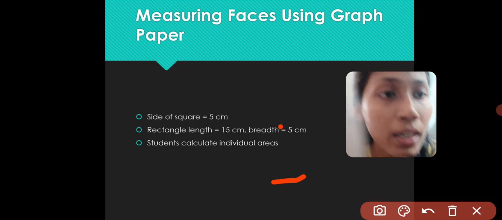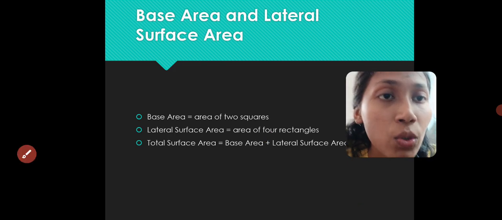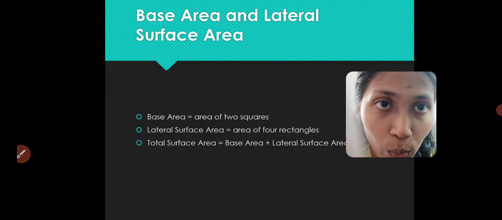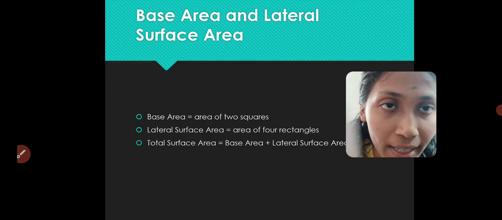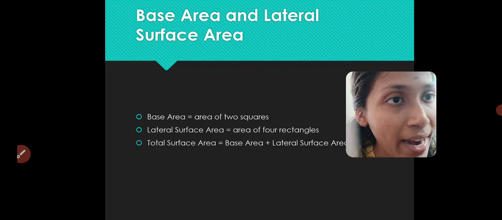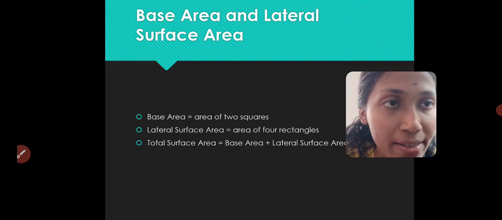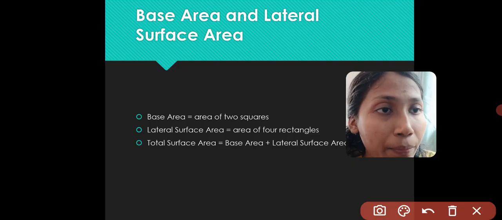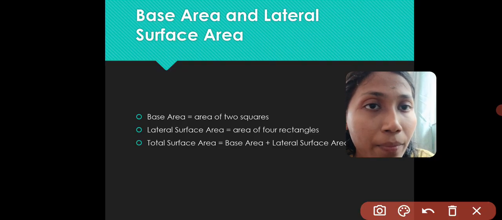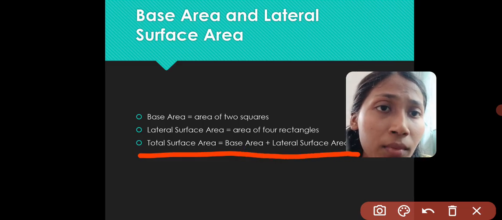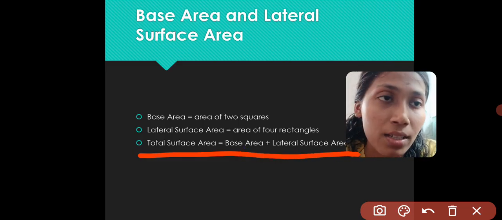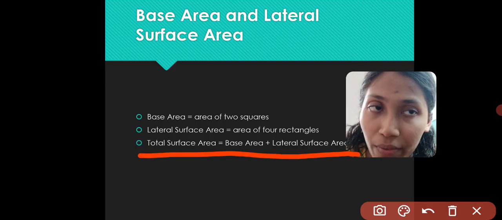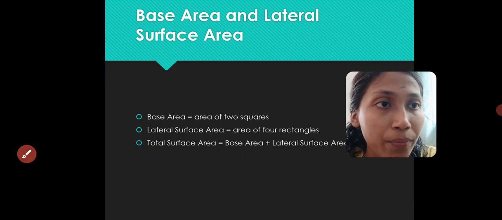So what we found is that the base area is the area of the 2 squares, the lateral surface area is the area of the 4 rectangles, and for the total surface area we added the area of the bases and the area of the lateral surfaces. So we learned this formula. We found the total surface area of the square prism by simply adding the area of the 4 lateral faces and the area of the 2 bases.